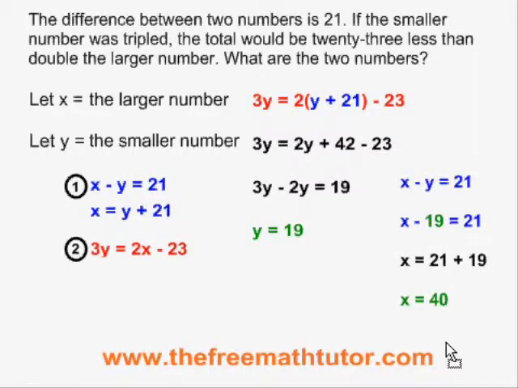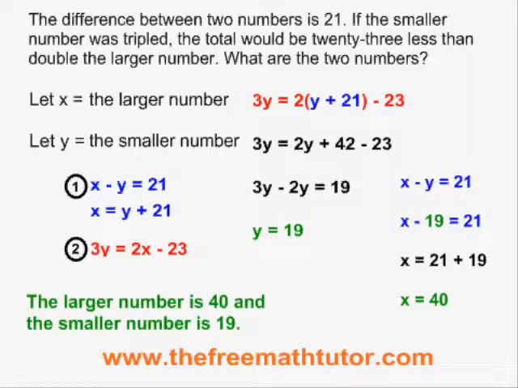I have the answer, but I want to give the answer in a statement at the end of the problem, and it will look like this. The larger number is 40 and the smaller number is 19. This is how I solve a word problem involving two equations with two unknowns.